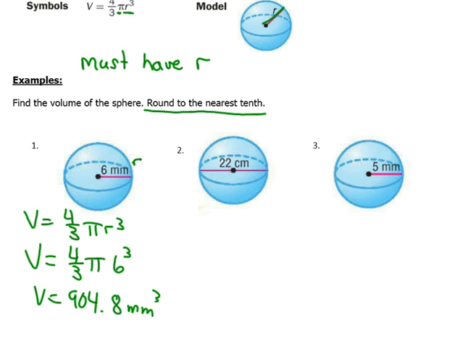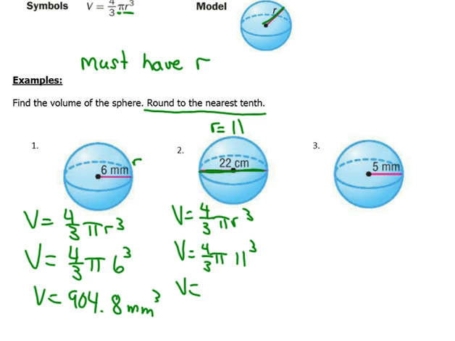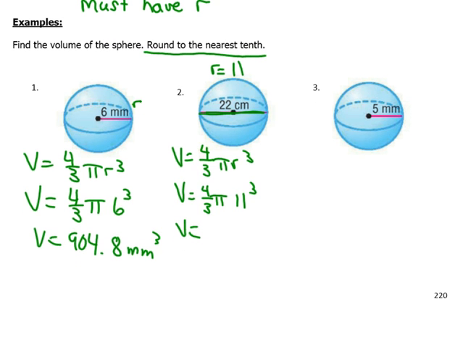Okay, for number 2, this time they gave us a diameter, so I need the radius, which is 11. So formula, 4/3 pi r cubed, fill in my numbers, times 11 cubed. Put it in my calculator, and I'm going to round that answer to the nearest tenth. So 5,575.3 centimeters cubed.